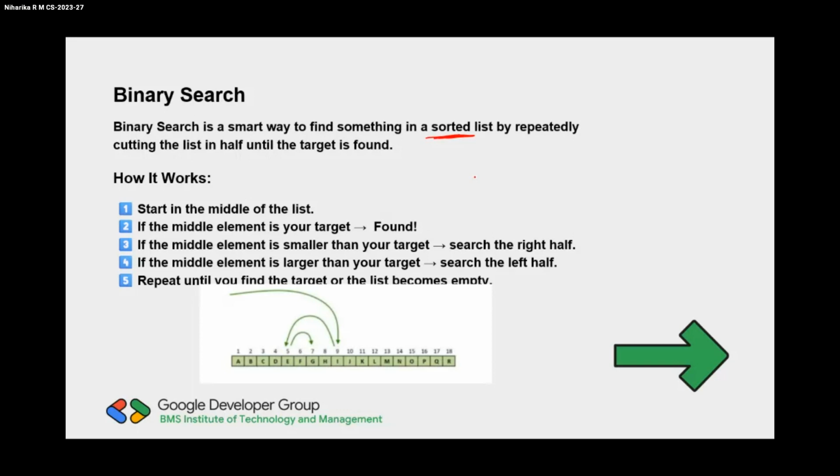We have it here, see. First we start in the middle of the array, and if the middle of the array is the target, we return found with the index. If the middle element is smaller than our target, then it will go to the right half. If not, it will search the left. The same thing continues till the array is empty. And if we do not find the target, then it will return 0 or -1 or a message called not found.